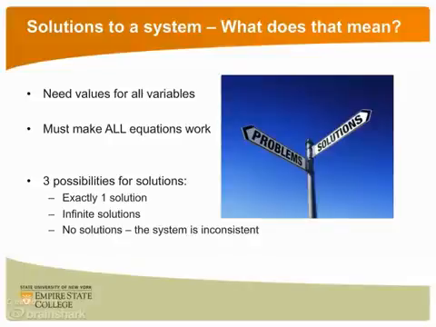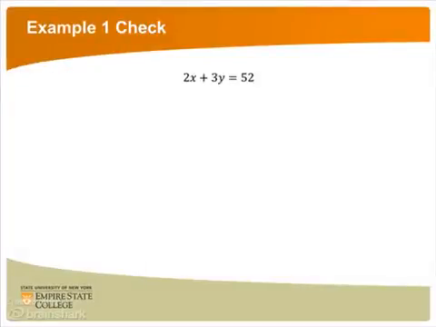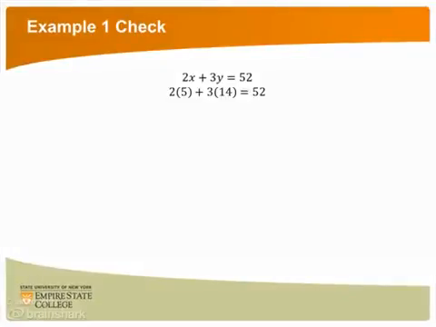Let's see how we check a set of values to verify that we have indeed found the solution for a system. If we consider the first example from earlier, it turns out that the solution is x equals 5 and y equals 14. At least, we think that is the solution. To make sure the answer is correct, we need to plug into both the original equations. The first equation was 2x plus 3y equals 52. When we plug in our potential solution, we have 2 times 5 plus 3 times 14, which we hope is 52.